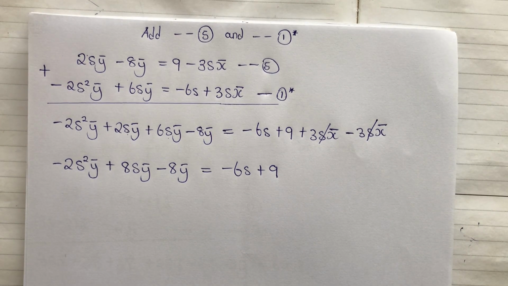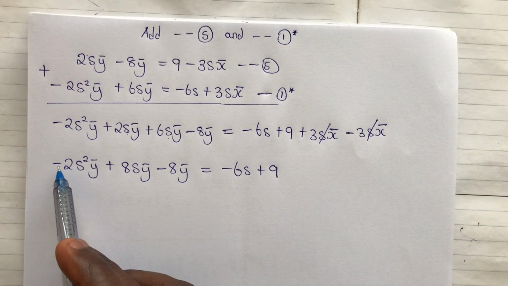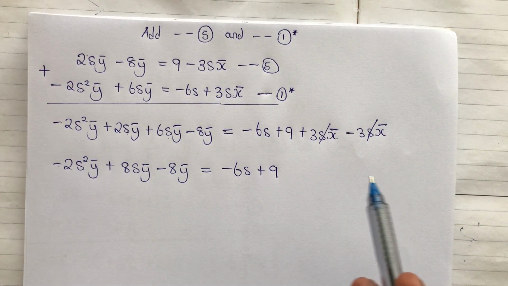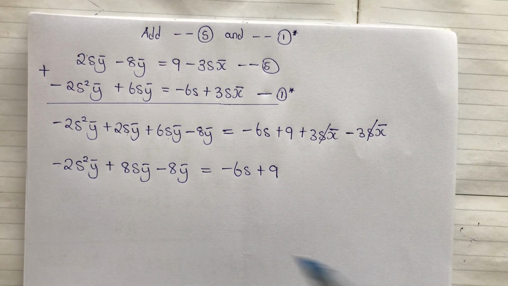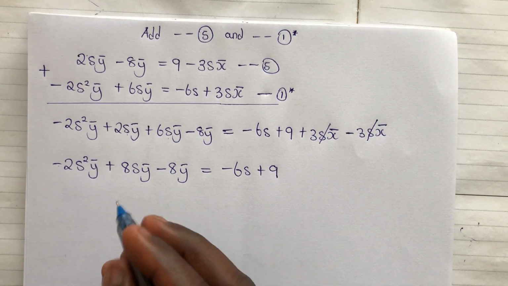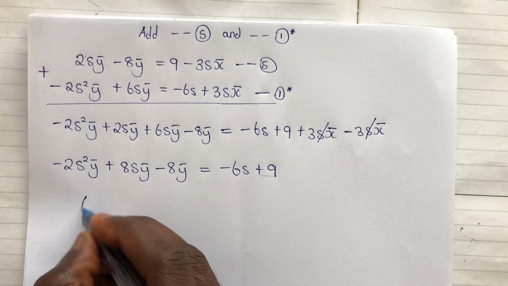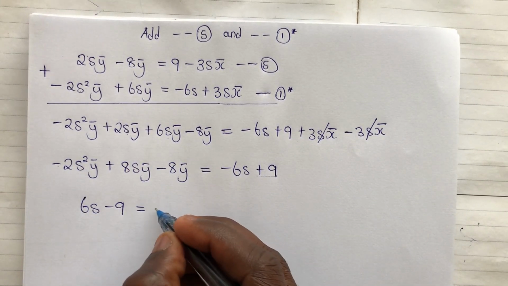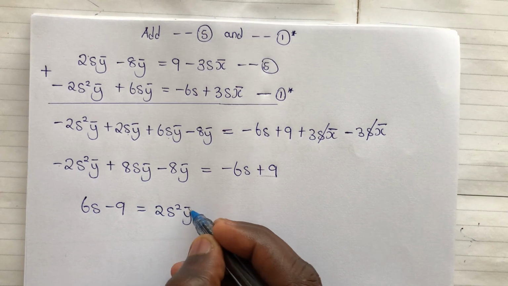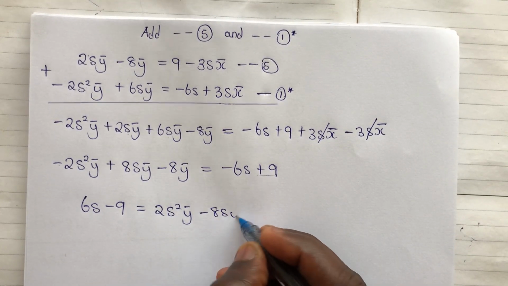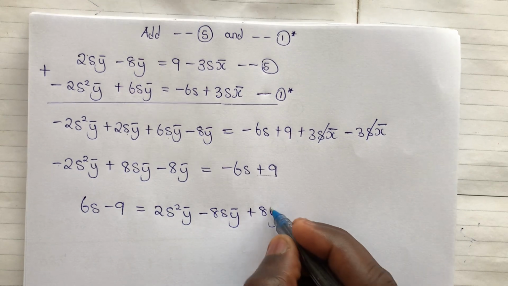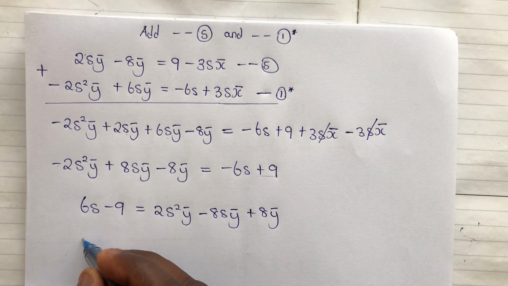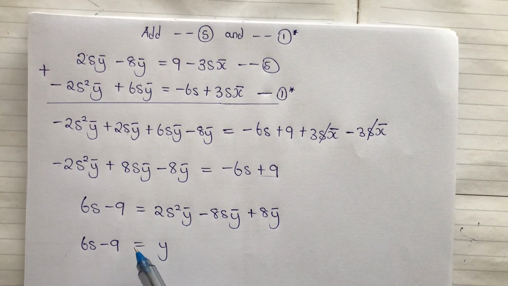Okay, because I want to make y bar the subject, I want to avoid this negative, this one. So I'll carry everything on the right side to the left side and carry this to the right. It's the same thing, okay? No matter how you do it, you still get the same answer. So when I carry everything here to this side, I am having 6s minus 9, and when I carry this, I have 2s square y bar minus 8s y bar plus 8y bar. Then I can factorize y bar out, giving me 6s minus 9 equal to y.